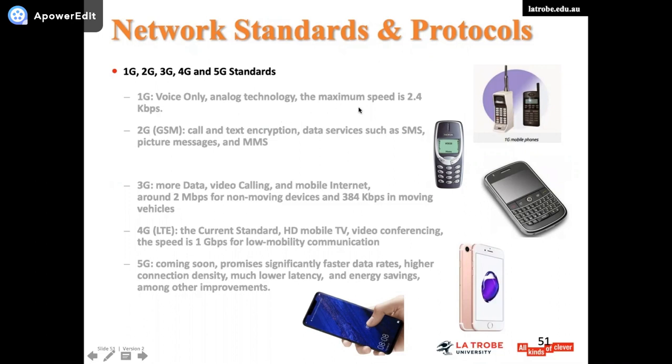So there's no encryption of your information. If two people talk through the 1G networks, you can listen very clearly to what they're saying through their phone. Then from the 2G, which we call the GSM, call and text are now encrypted. So in this way, you cannot hijack the information.